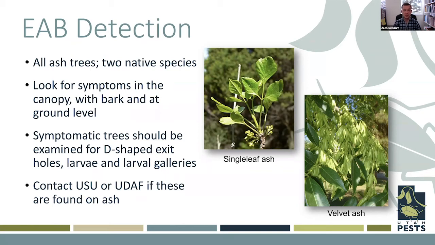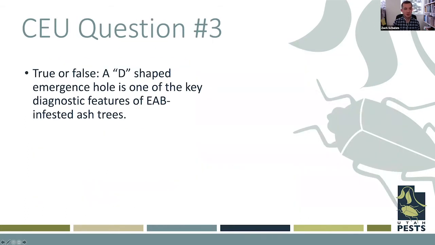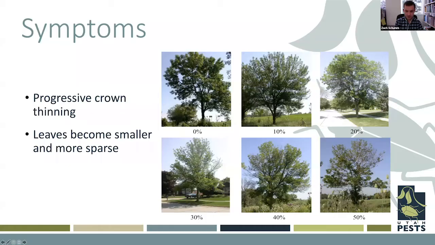So if you see this D-shaped exit hole, or you see these random galleries under, in the cambium of the ash trees, it's really important that you contact Utah State University, and I'll have my contact information at the end, or the Utah Department of Agriculture and Food if you see some of these symptoms we're going to discuss. So that way we get it reported properly and we take care of the issue as best as possible.